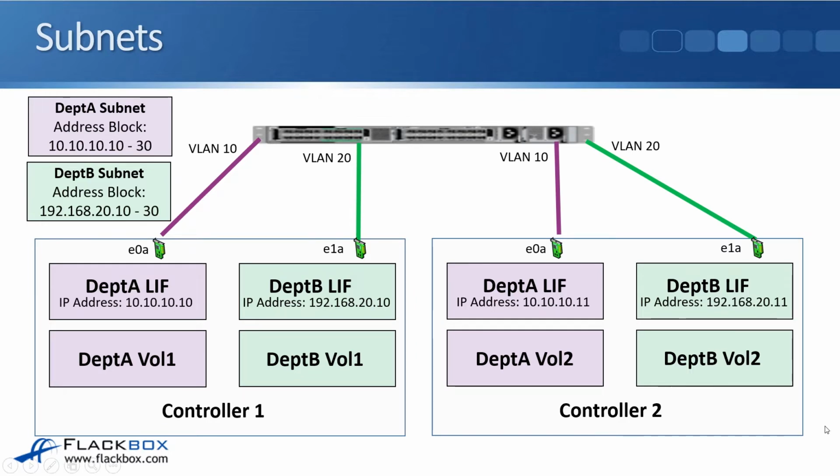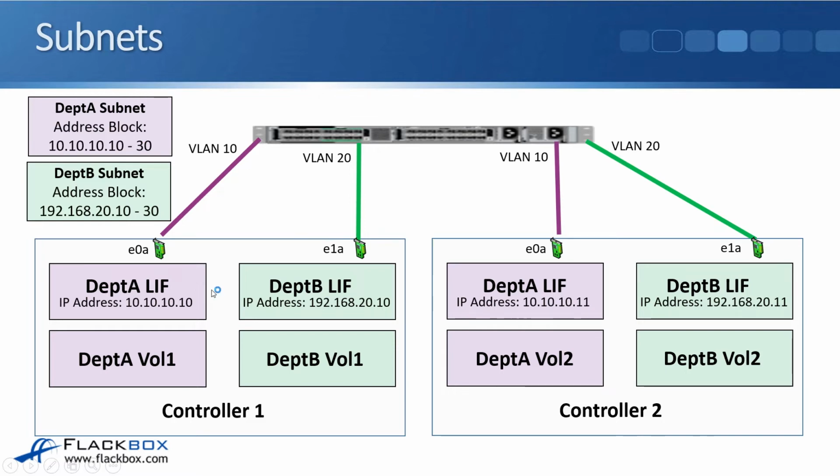Here we've got the usual example. We've got Department A and we've got Department B, and they're going to have their LIFs in different IP subnets. So we create a subnet for Department A and a subnet for Department B. The Department A subnet has got the address block of 10.10.10.10 to 10.10.10.30, and the Department B subnet has got the address block of 192.168.20.10 to 192.168.20.30. So we create those two subnets. We also specify the default gateway for each subnet as well.